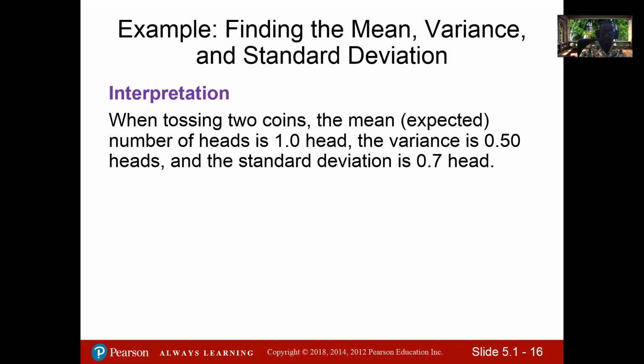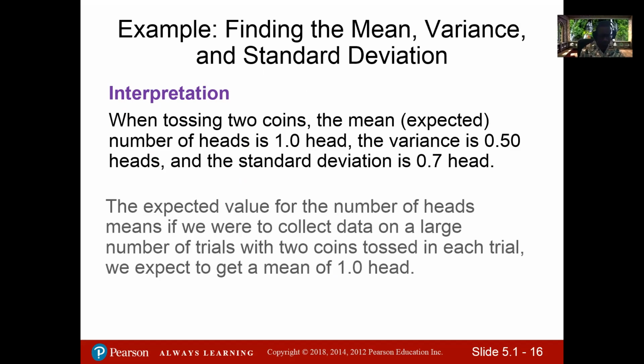That's the interpretation of that. Now let's further say that the expected value, which in this case is the mean, for the number of heads means if we were to collect data on a large number of trials with 2 coins tossed in each trial, we expect to get a mean of 1.0 head. So that's how we will interpret the mean, or the expected value.